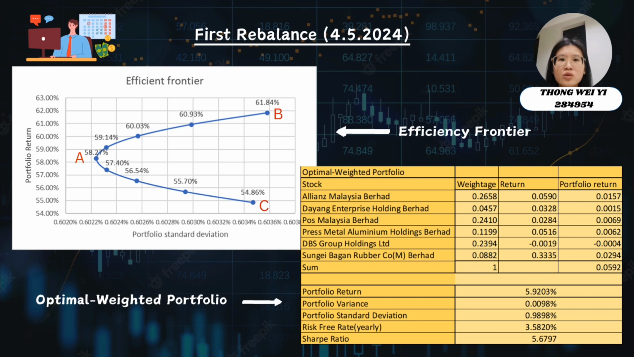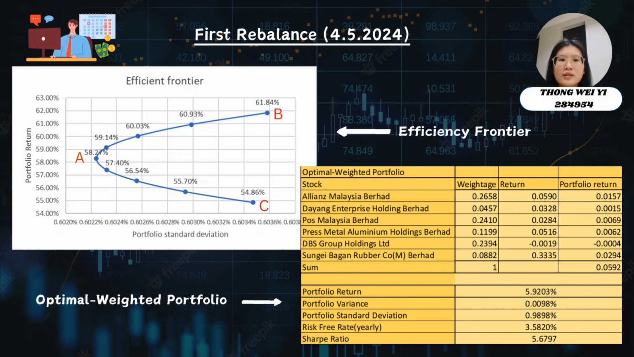Portfolio B shows the highest return and standard deviation, which means it needs a higher risk to gain a higher return, while portfolio C's return is lower than A but its standard deviation is higher than A. Therefore, portfolio A is the most efficient portfolio and it is the optimal portfolio. We use the Solver function from Excel to find the weightage for the optimal portfolio. It helps to find the highest return and lower risk.